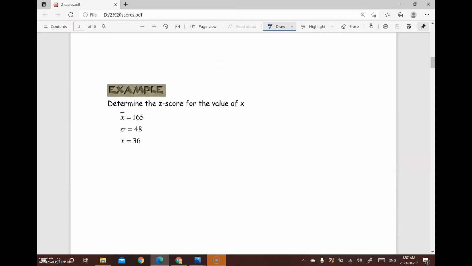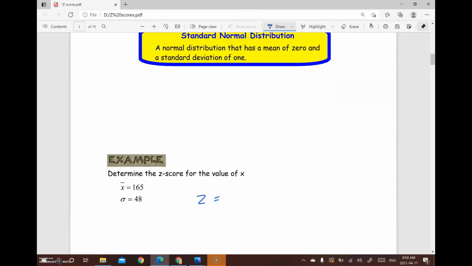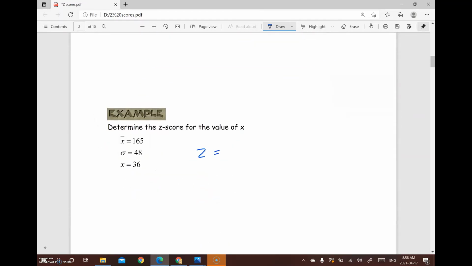We're going to determine the z-score for the value of x. So z equals, and here is my formula, x subtract x bar. My x is 36, my mean is 165, and I'm dividing by the standard deviation of 48. And we get an answer of negative 2.688.